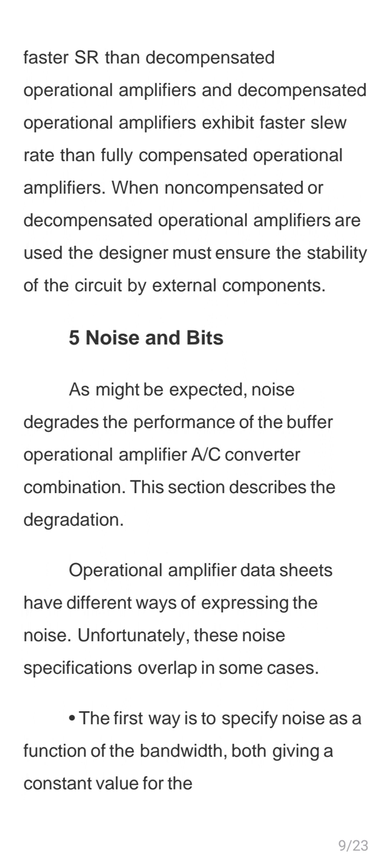Then next one is the noise and bits. The noise and bits expected degrade the performance of the buffer operational amplifier to A to C converter combinations. The sections describe the degradations. Op-amp amplifier datasheets have different ways of expressing the noise. Unfortunately, these noise specifications overlap in some cases of the noise.